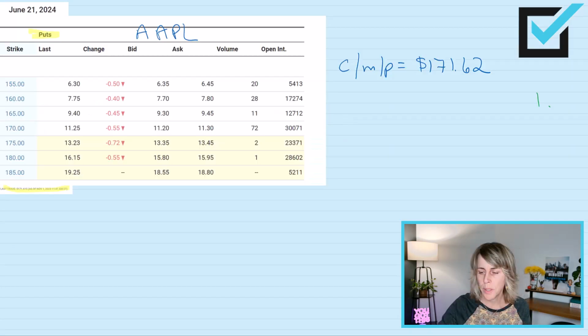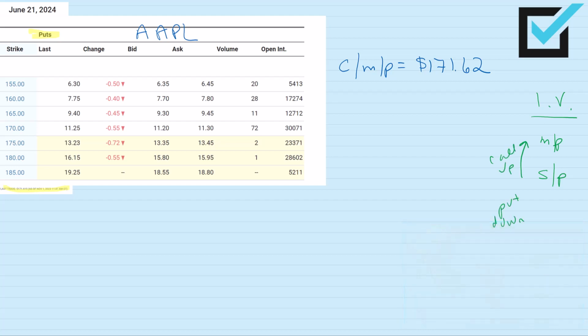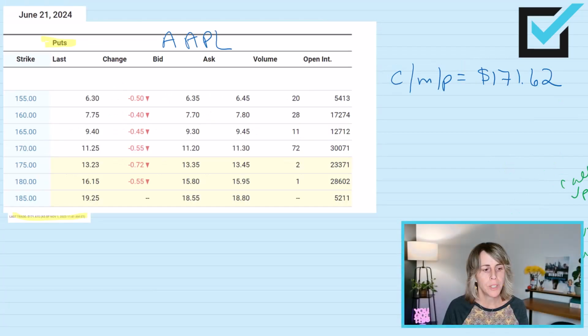So we have the current market price, 171.62. Intrinsic value charts go on your scratch paper. You put the strike price in the middle. You want the market price above the strike on a call, but we're doing puts. You want the market price below on a put down. So the strike price goes in the middle. We have different strike prices available, the same ones we had for calls, but now we're buying puts.